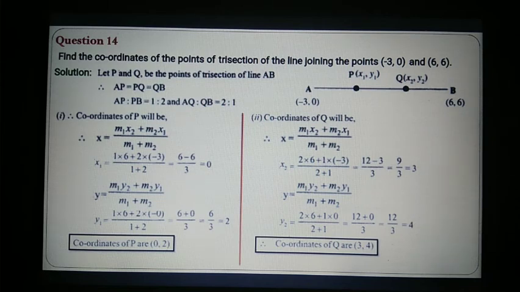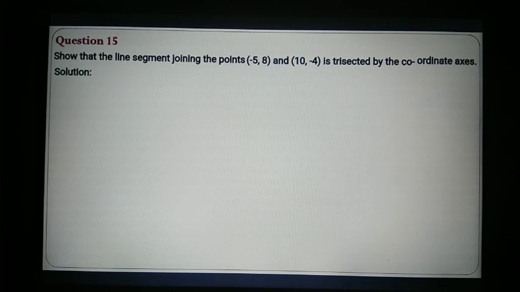You can pause the video to note this down. Let's move on to the next question, 15. Show that the line segment joining the points (-5, 8) and (10, -4) is trisected by the coordinate axes. Again, this is a question on trisection, so I'll just give you a hint. I'll do till half, and you will complete it by yourself.